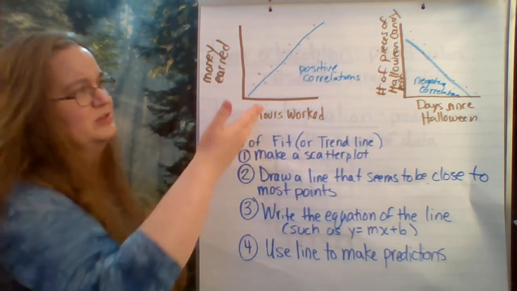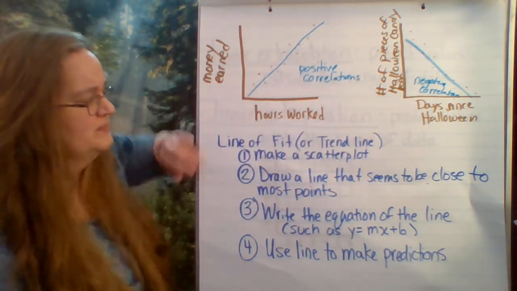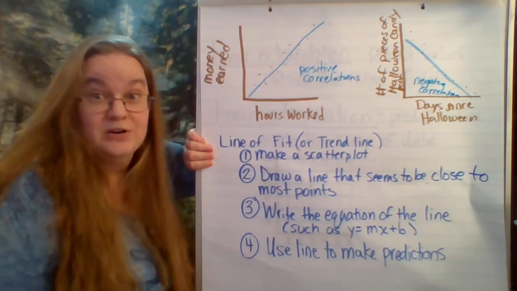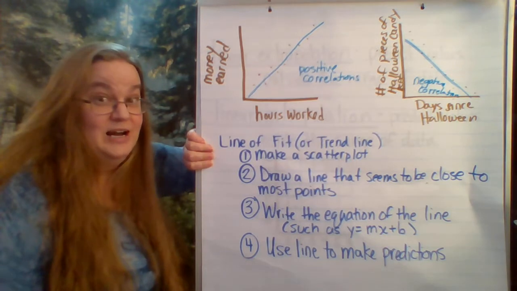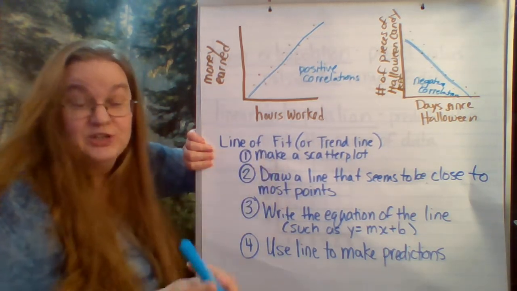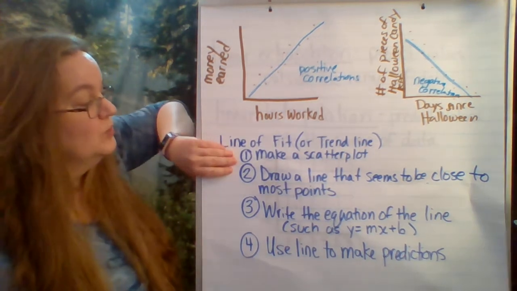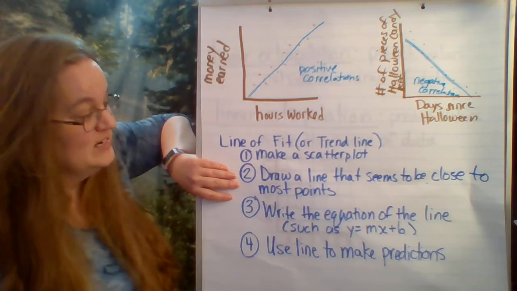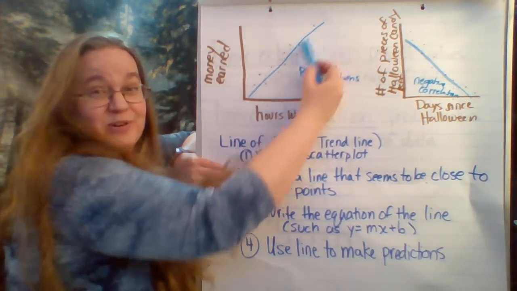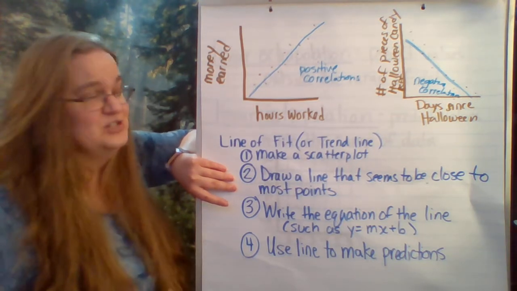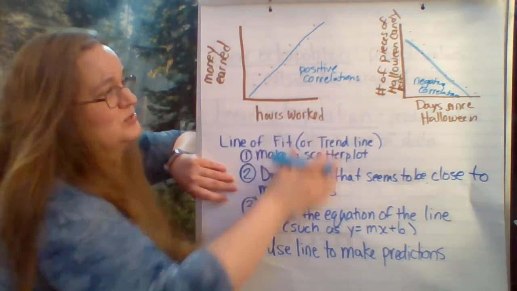So again, that's an example of positive and negative correlations. In order to find a line of fit, today we are just going to be eyeballing it, looking at it and guessing where about the line should be. So when we do that, we're going to make a scatter plot. We're going to draw a line that seems to be close to most of the points. That's what I did here. I wasn't perfect. I wasn't actually trying to write an equation for that one. So I didn't even use a ruler.